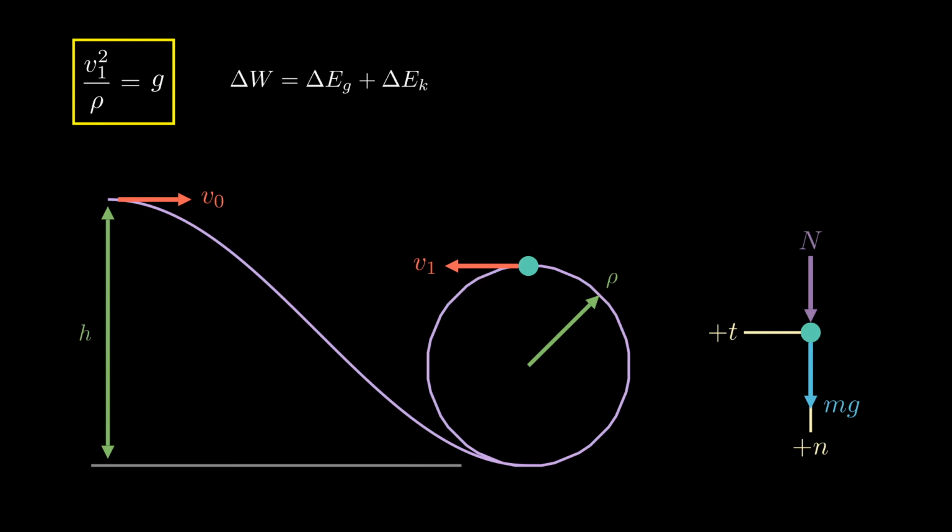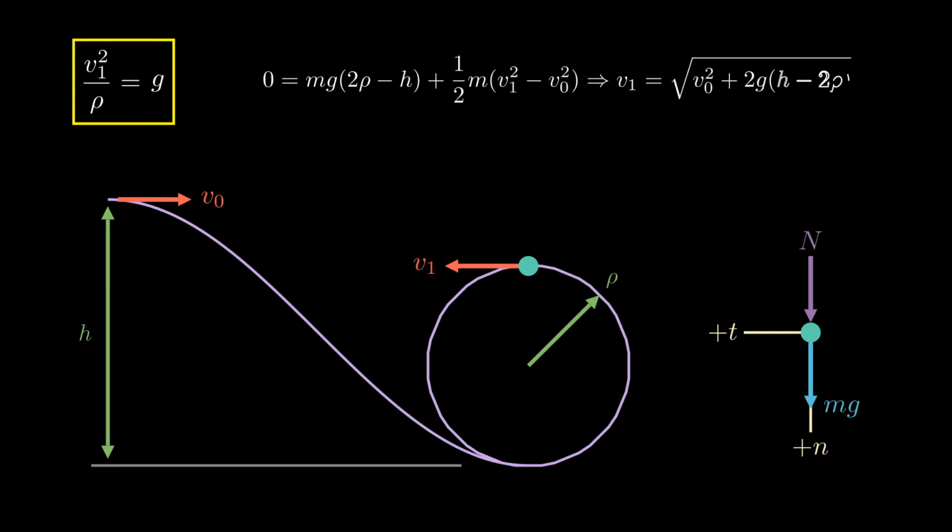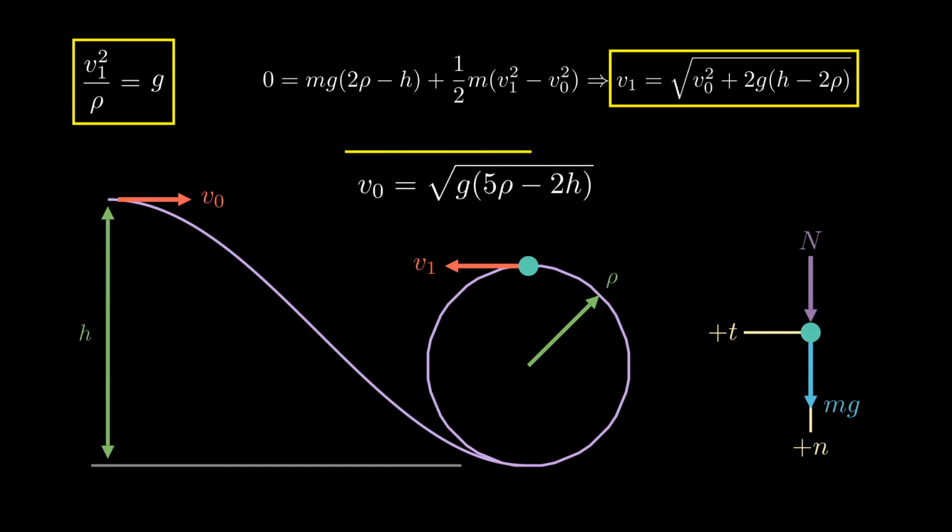Next, we can use the energy equation just like before and make the necessary substitutions. We can rearrange for v1, and now we have an equation that links v1 to v0. We can just plug and chug to find that v0 is the square root of g times 5 rho minus 2h. This question was pretty quick, but it combined a lot of different concepts. To solve it, we needed to recognize that the point of maximum height in the loop is where the riders were most likely to lose contact with their seats.